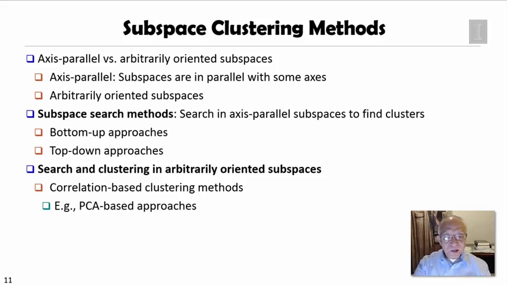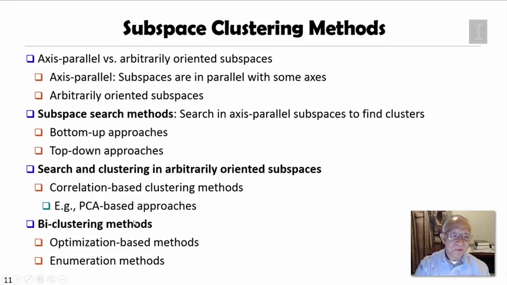Then search and clustering in arbitrarily oriented subspaces is essentially where we can do correlation-based clustering methods. For example, we do PCA-based approaches. We're going to introduce them in a little more detail later. So that's the one where, if you transform into a certain orientation, you may reduce the dimensions and find nice clusters. We will also study bi-clustering methods. Especially, bi-clustering methods could be optimization-based or enumeration-based methods.